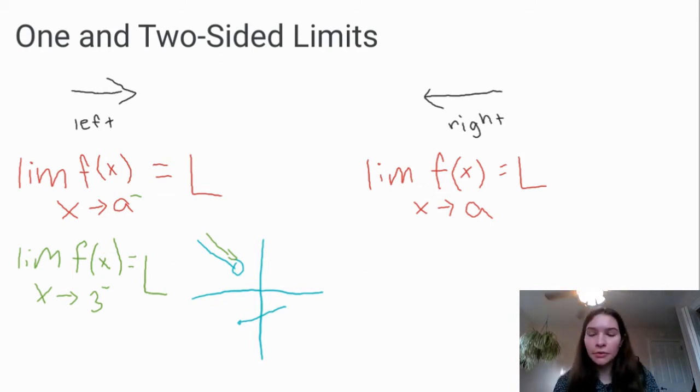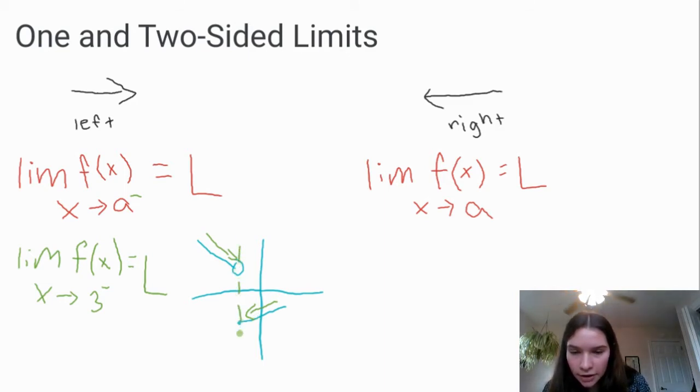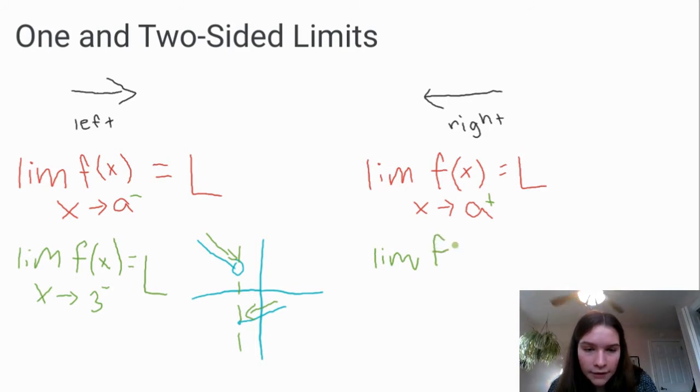Okay, now let's look at it from the right. So from the right, we go this way. And we see where it's heading as it comes from the right at this intersection right here. So to indicate this, you're going to use a plus. So you'd write this out as, let's do 3 again, f of x approaches.